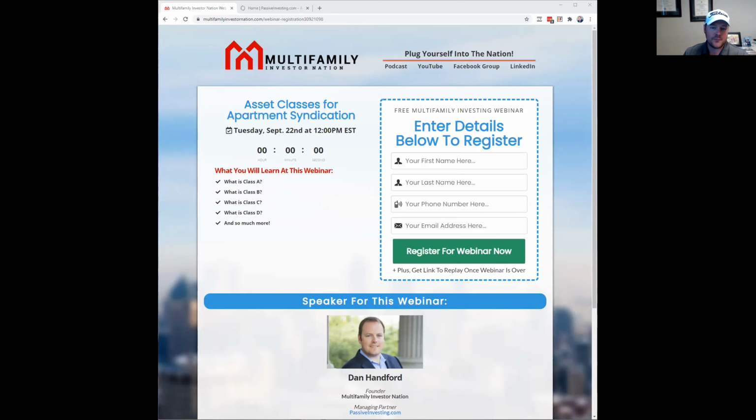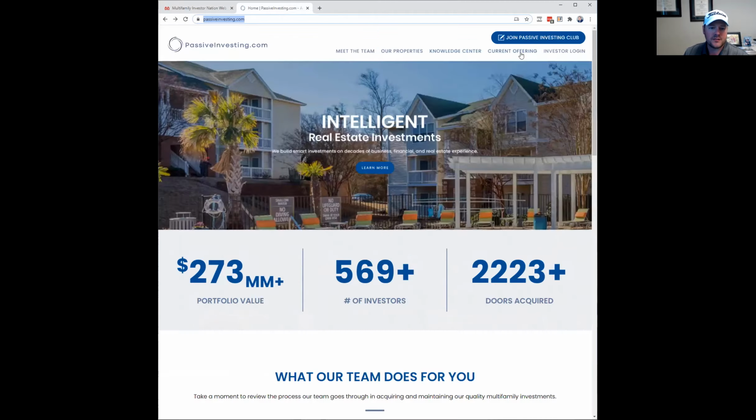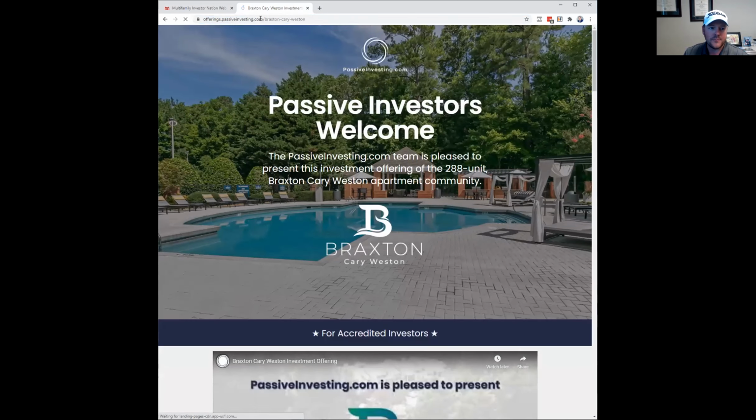To give you an example, we're acquiring the property I mentioned earlier, this Braxton Cary Weston one here. For those of you who didn't see this one earlier, you can click on that to find more details. This one is actually a B plus asset with value add in an A class area. The reason it's in an A class area is because there's a lot of money going into this market. I think the average, I can't remember exactly. Let me double check this real quick.